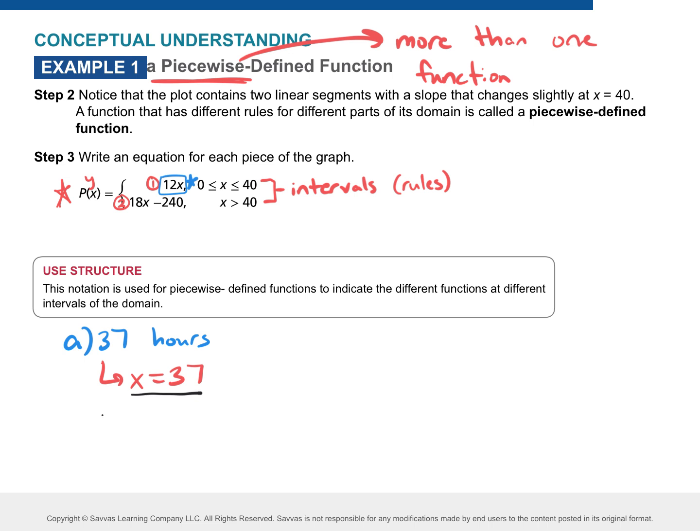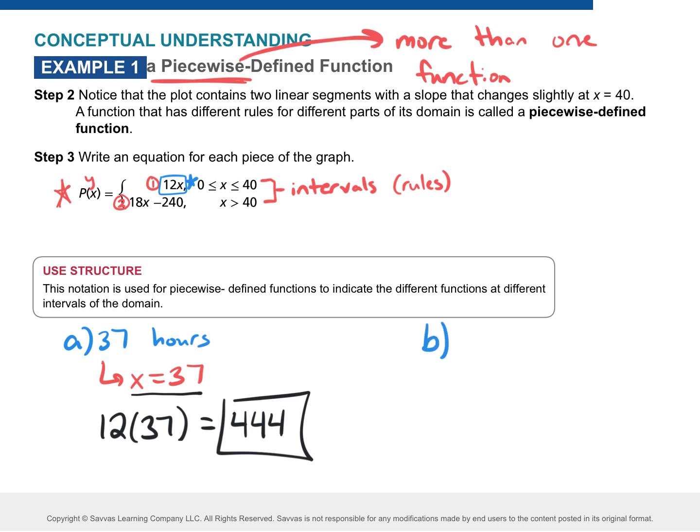Doing that, we're going to have 12 times what? What's x? 37. We're just going to plug it in. If you need a calculator, go up and get one. You should take 12 times 37, which is, anybody? You should get 444.